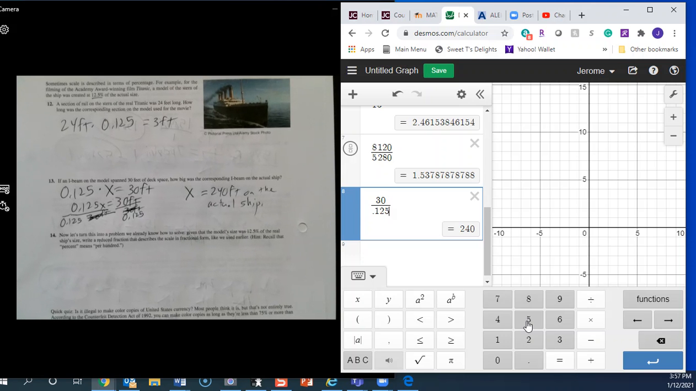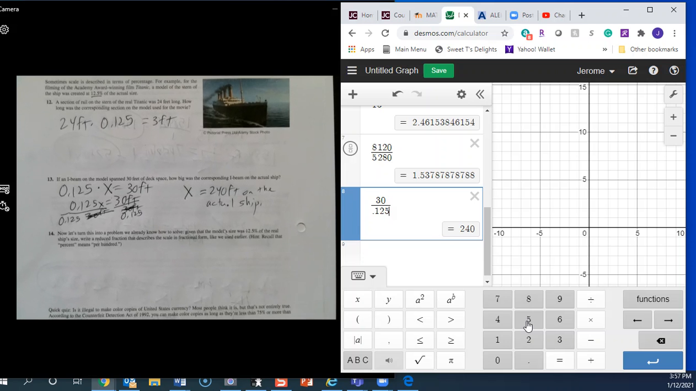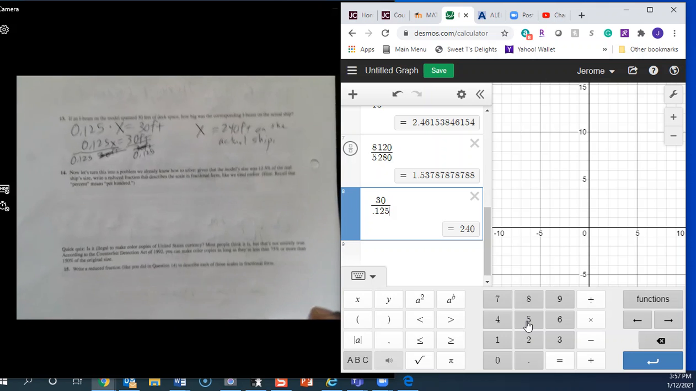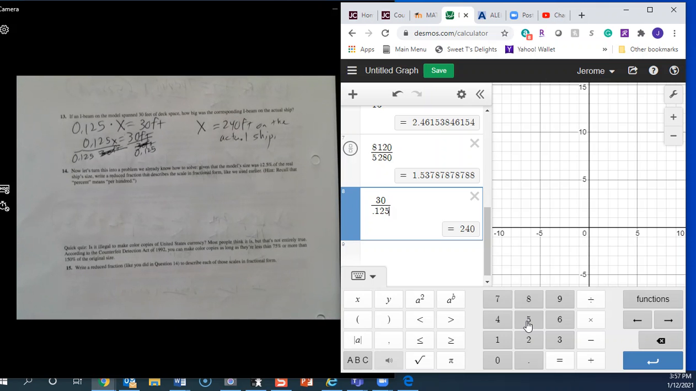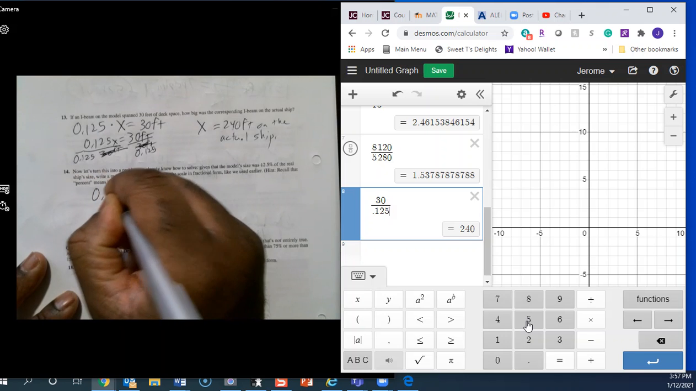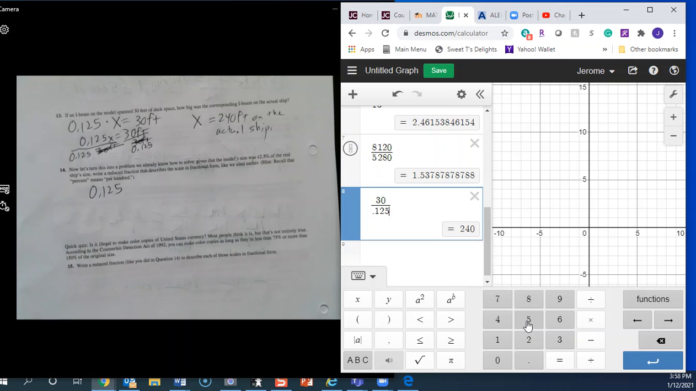All right, now we go down here to problem 14. It says, now let's turn this into a problem we already know how to solve, given that the model size was 12.5% of the real ship size. Write a reduced fraction that describes the scale in fractional form like we used earlier. Okay, so we have 0.125. We changed that to a percent, but we want to do it as a fraction.